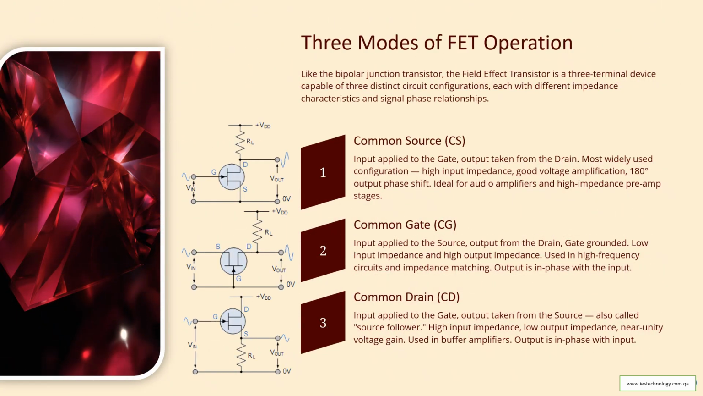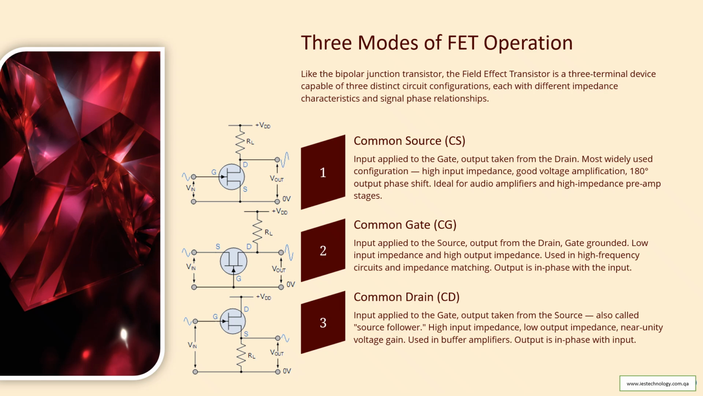3 modes of FET operation. Like the bipolar junction transistor, the field effect transistor is a 3-terminal device capable of 3 distinct circuit configurations, each with different impedance characteristics and signal phase relationships. Common source, CS. Input applied to the gate, output taken from the drain. Most widely used configuration, high input impedance, good voltage amplification, 180 degrees output phase shift. Ideal for audio amplifiers and high impedance preamp stages.